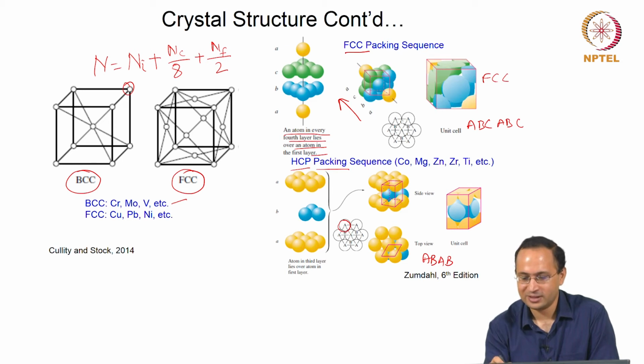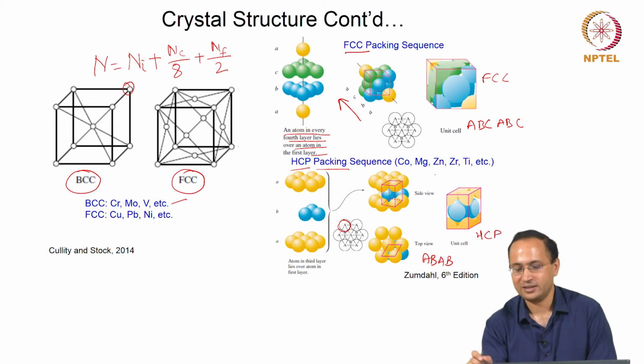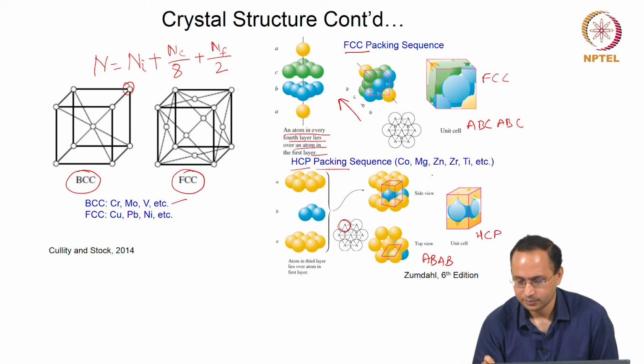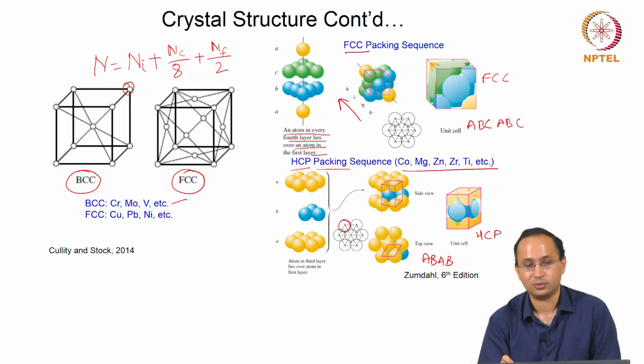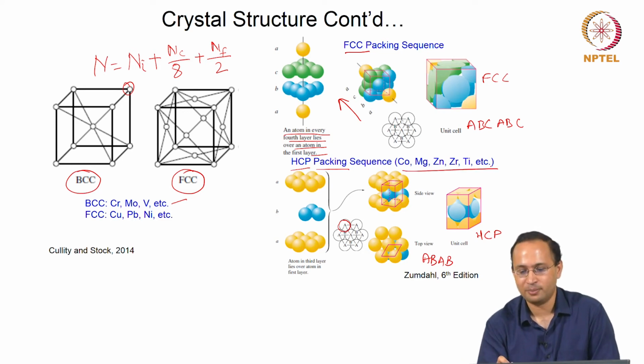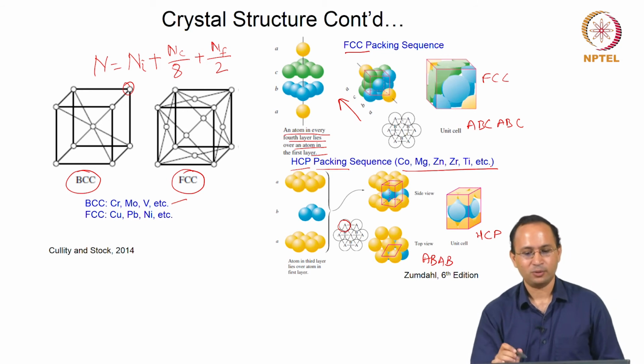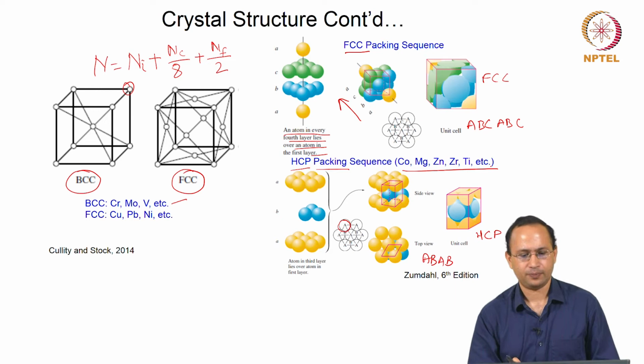And if you look at the side view, you will realize this is HCP, hexagonal closed packing. You can see examples also exhibited by cobalt, magnesium, zinc, zirconium, titanium. Okay. So, we are talking about real crystal structures now. We will not go much in detail.